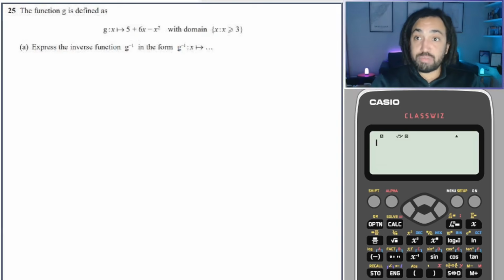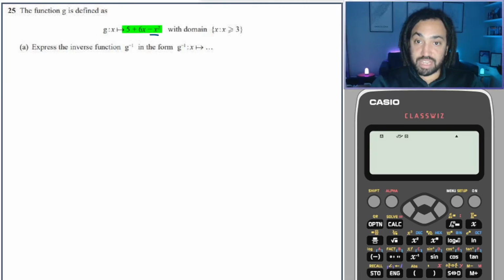Okay, if you're still with me, you can again see how popular these questions are. They come up all the time. Inverse of a quadratic. And they're worth big marks as well, because they're question 25. Right, we've got to complete the square.